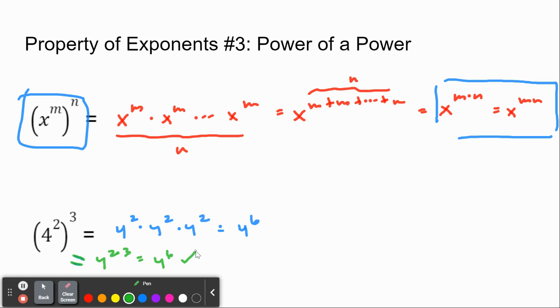Okay, so there was our first video on these properties of exponents. The second video is coming up right next.